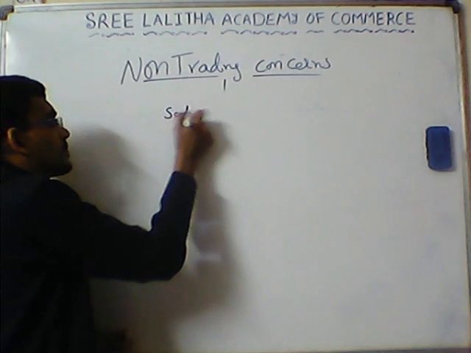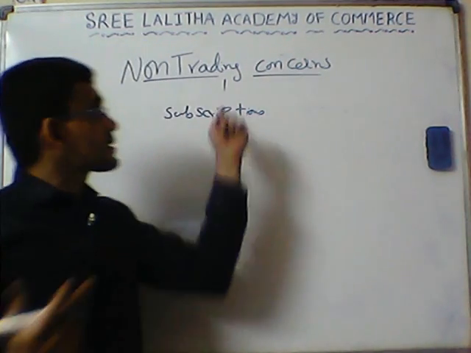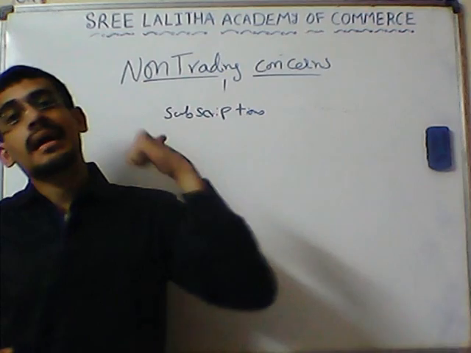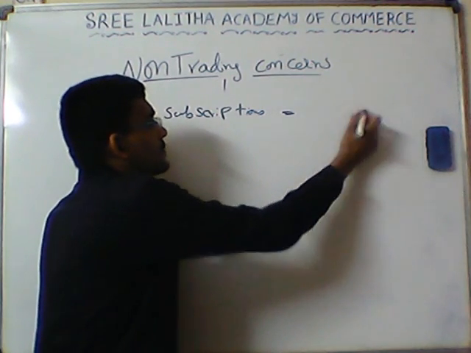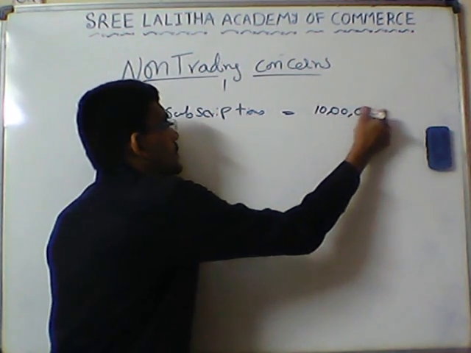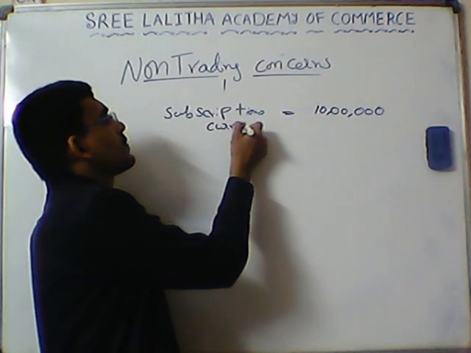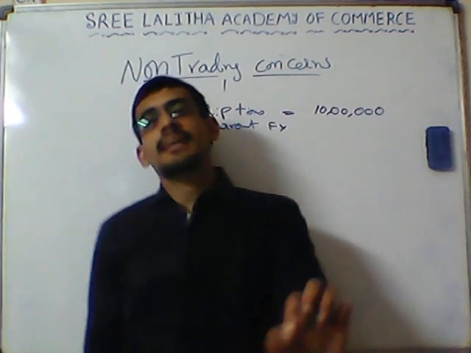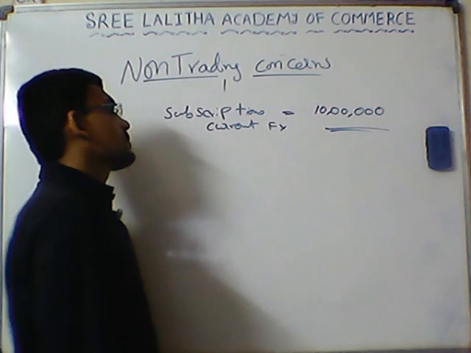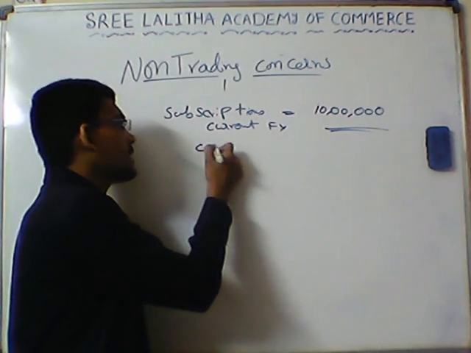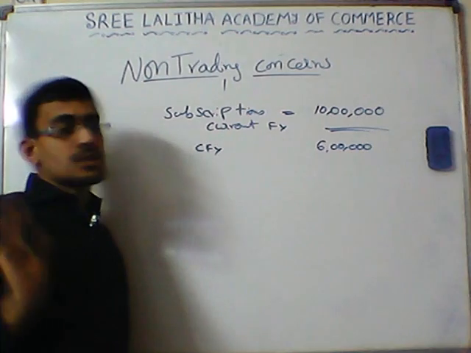To take it with an example, subscriptions. This again we will discuss while we are discussing the next financial statement, which is income and expenditure account. So in this subscription, say for example, you have received 10 lakhs. This is the amount of subscription money received during the current financial year. Of this 10 lakhs, 6 lakhs pertains to the current financial year.